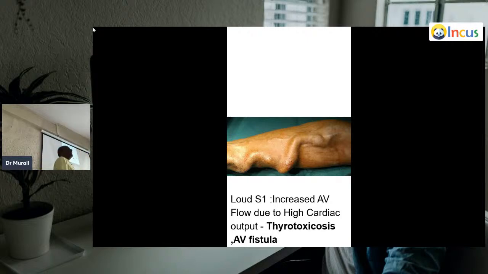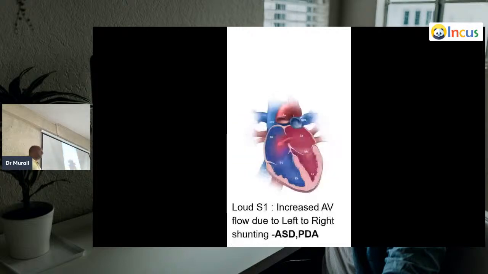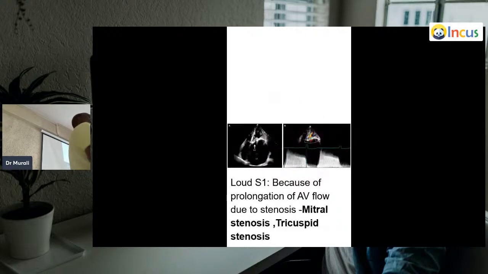And any condition that is increasing the flow across the valve also leads to development of a loud S1. That is AV fistula, thyrotoxicosis, pregnancy, anemia, they are all responsible. Similarly, any left to right shunt, that means the right atrium is receiving the regular blood and also the blood from the left side. So overall blood flow across the valve is increased, and that leads to a louder S1, as in ASD and PDA.